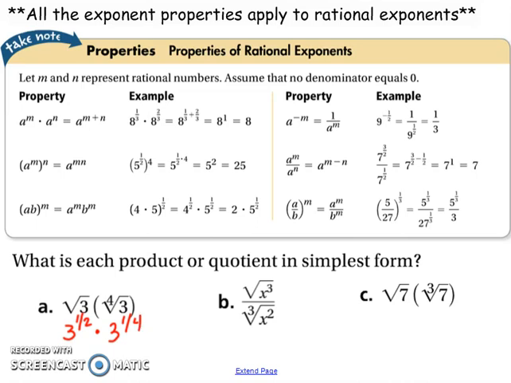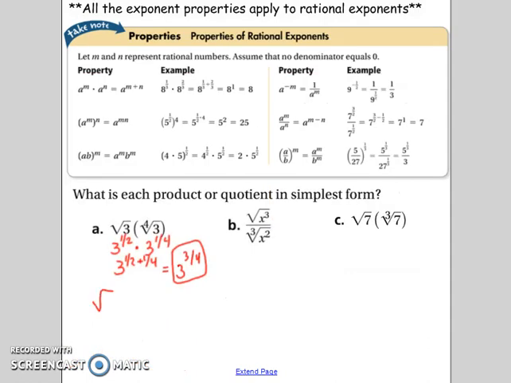So now that we've rewritten it, we have the same base. The 3's are the same, so we can add the exponents. So 3 to the 1/2 plus 1/4. When we add 1/2 with 1/4, that's going to give us 3 to the 3/4. Okay, so that could be an answer in itself. If you wanted to continue with it and write it as the 4th root of 3 cubed, you could rewrite this as the 4th root of 27. So both are acceptable answers.